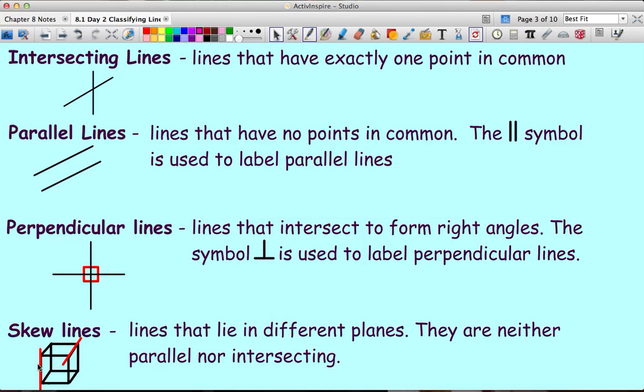So skew lines will never touch, just like parallel lines never touch. However, skew lines are not always the same distance apart. That's what makes them very different from parallel lines. They get further apart from one another, but because they're on separate planes, they never intersect. So we needed to give them a different classification.